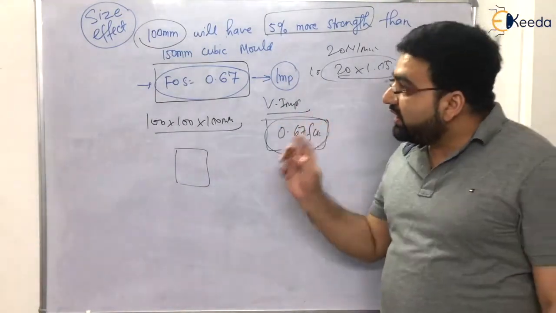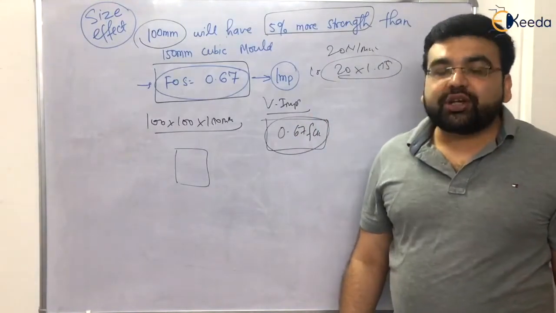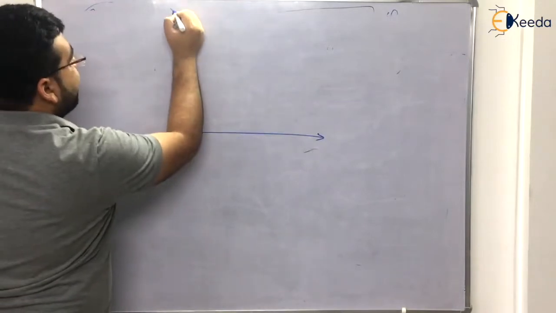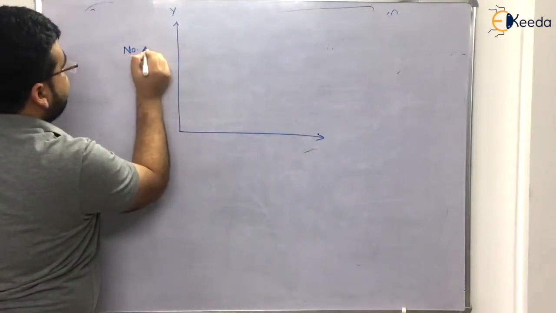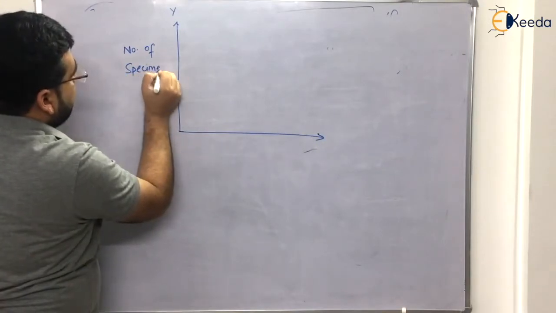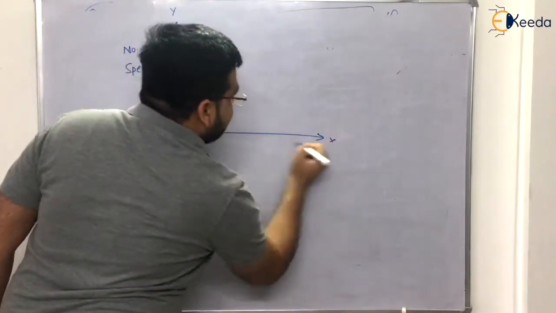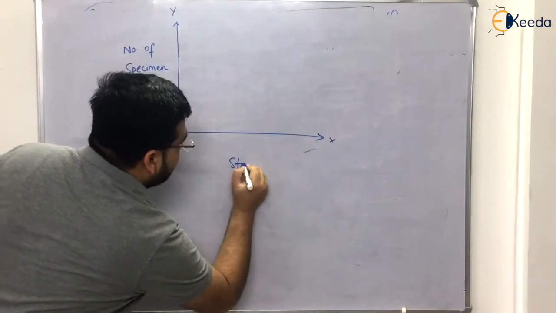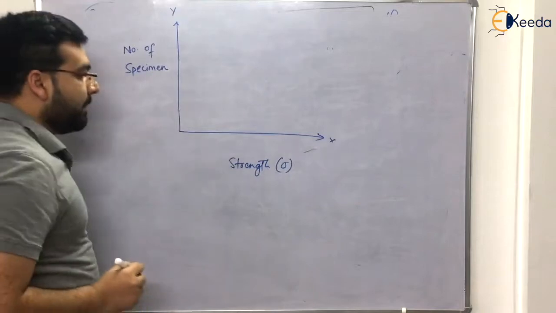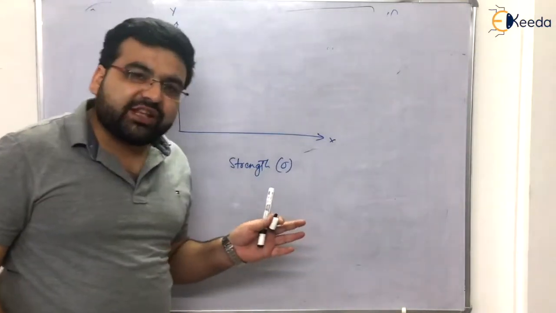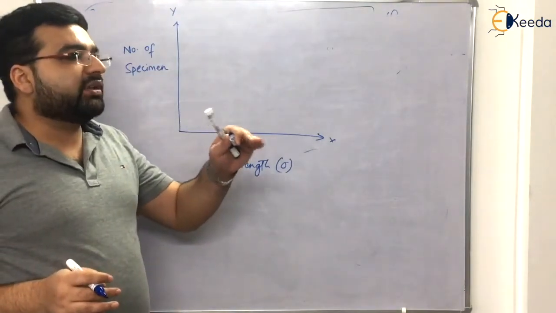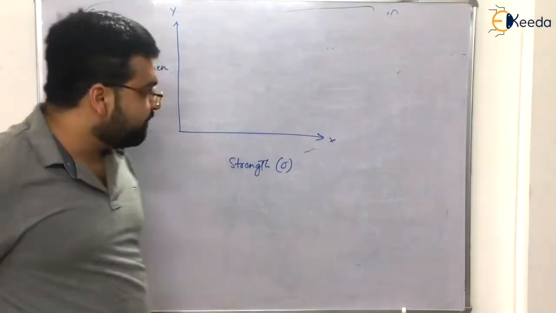Okay, now the graph is a normal distribution graph. Okay, so let me draw the graph. Here on the y-axis, we have number of specimens. And on the x-axis, we have strength, or sigma. Okay. Now, what is strength? You must be knowing, but again, I am repeating. Strength is the load at which a particular sample fails. That is the strength. Okay.